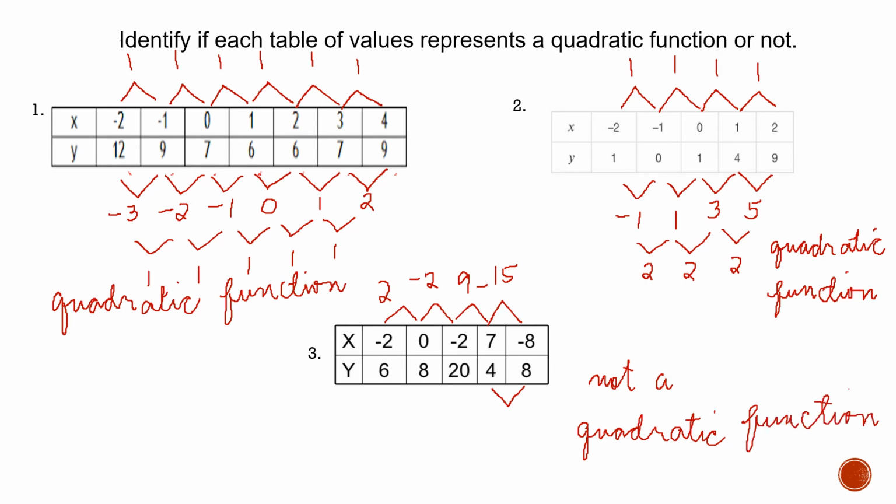Let us still solve for the differences in y. 8 minus 4 is 4. 4 minus 20 is negative 16. 20 minus 8 is 12. 8 minus 6 is 2. 4 minus negative 16 is 20. Negative 16 minus 12 is negative 28. 12 minus 2 is 10. So both the differences in x and the second differences in y are not equal. So it is not a quadratic function.